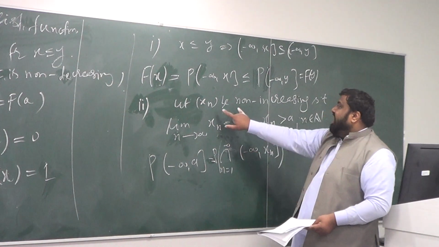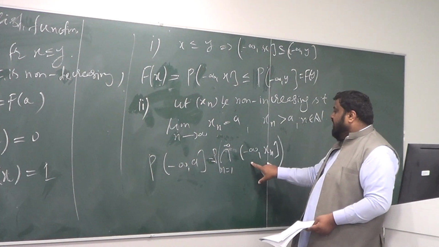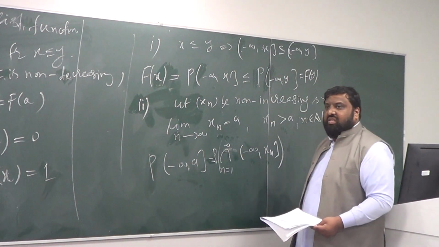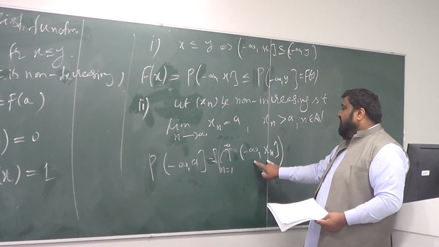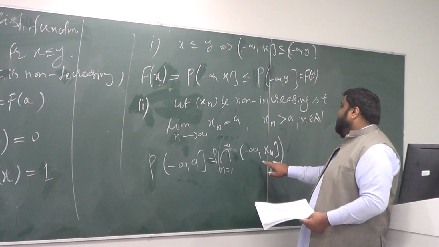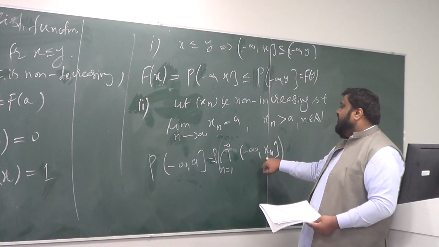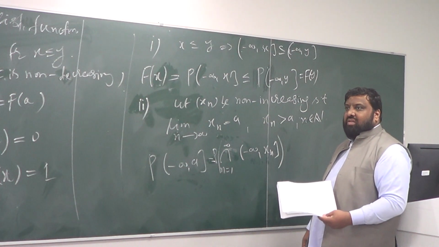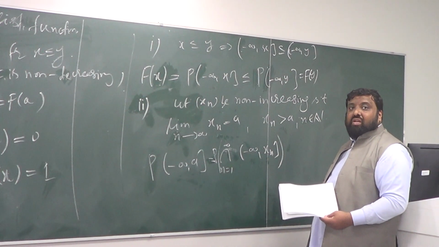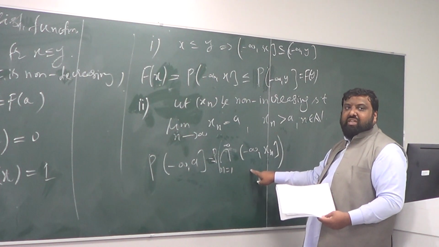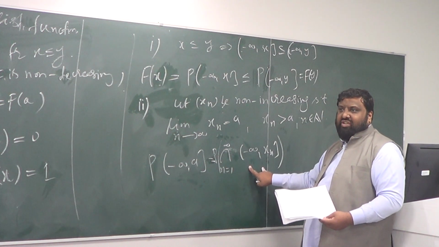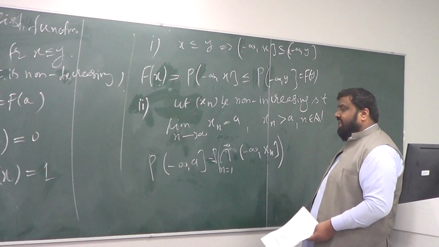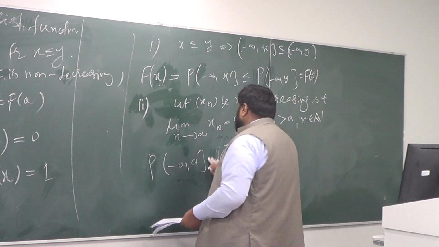What can you say? If xn is non-increasing, what can you say about the sequence of these intervals? What would be the relationship between minus infinity to x1 and minus infinity to x2? The interval for x1 will contain the one for x2. That would be a decreasing sequence. So you can say that x2 is contained in x1, subset-wise.